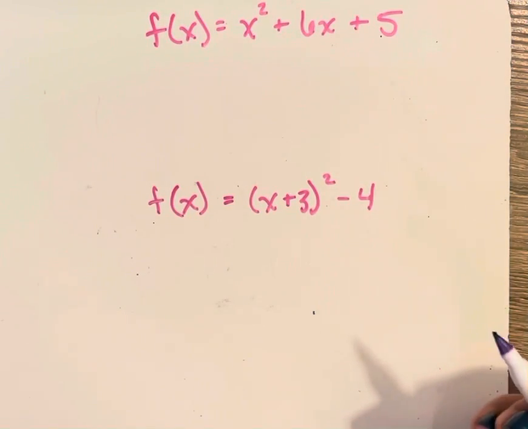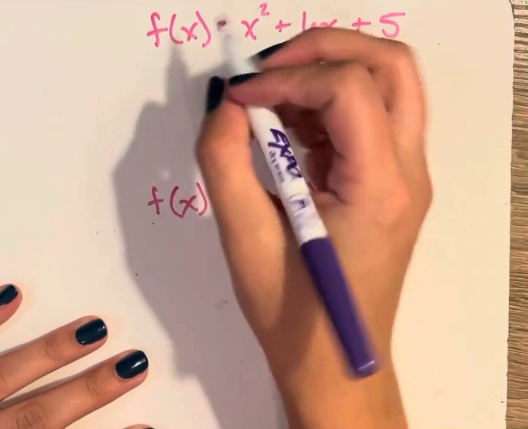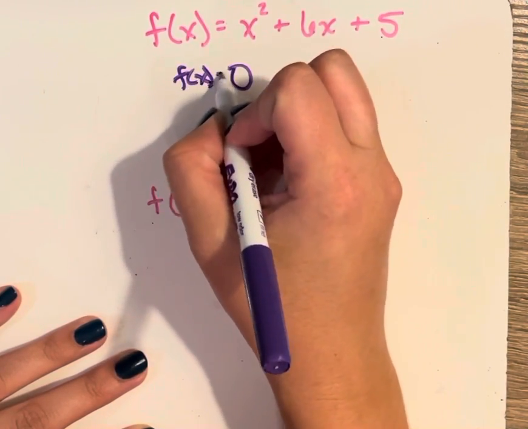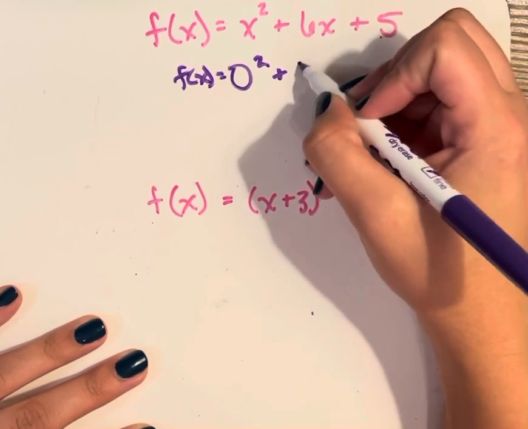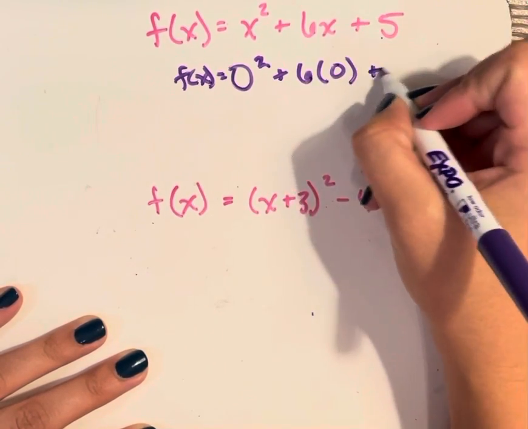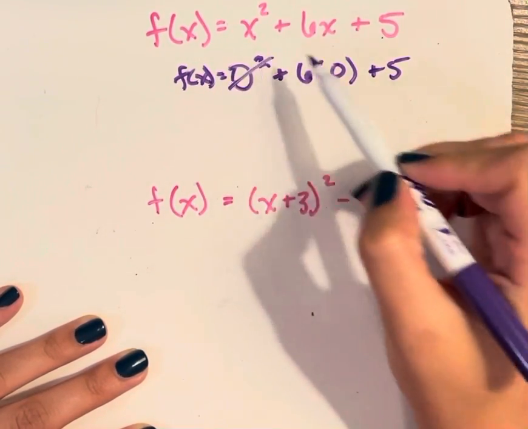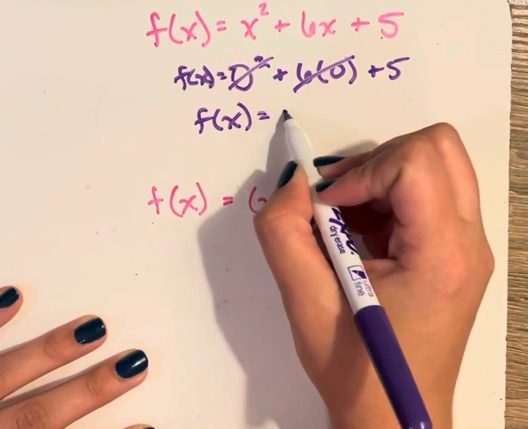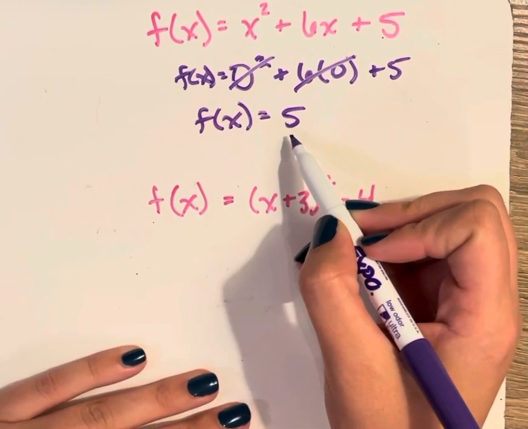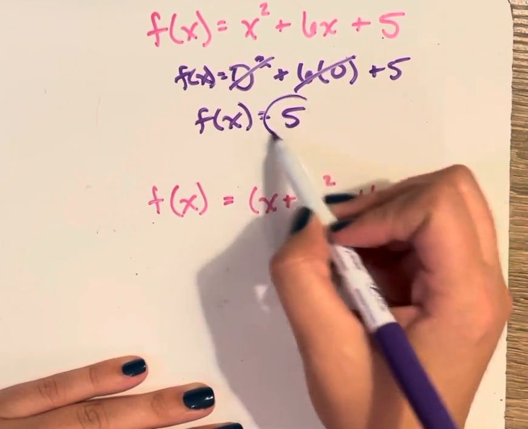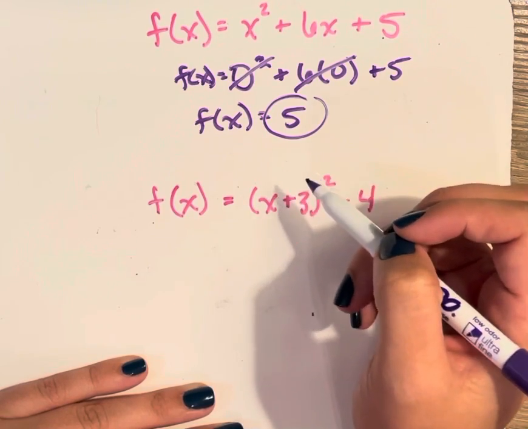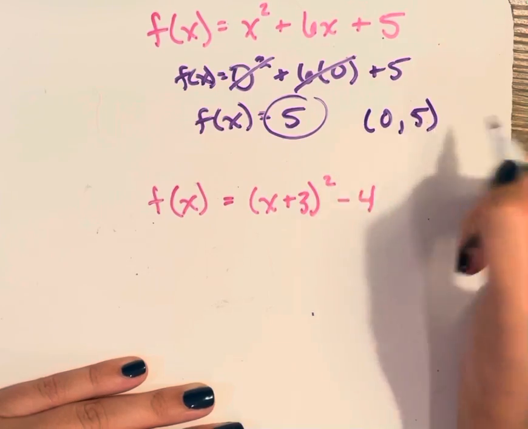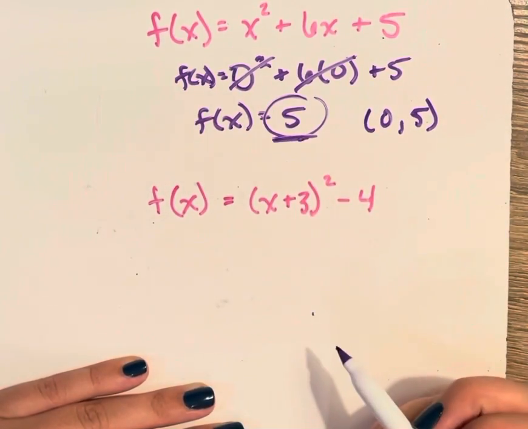So I'm just going to replace x with 0. So 0 squared plus 6 times 0 plus 5, well, that's 0. This is 0, which means f of x, or y, is equal to 5 when x is 0. So this is my y-intercept. So the parabola will intersect the y-axis at the point 0, 5. So the y-intercept itself is 5.